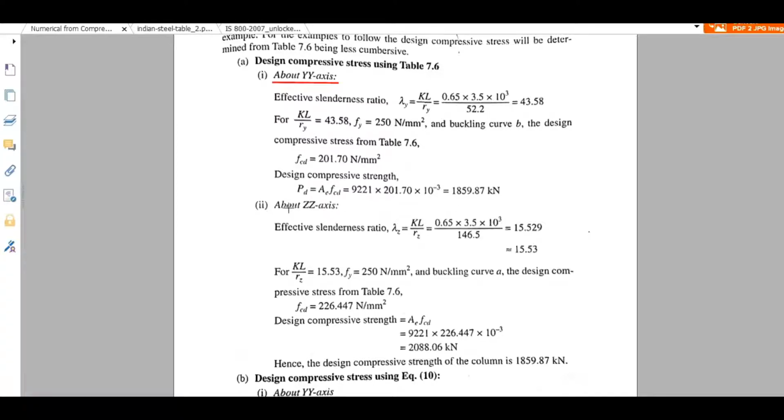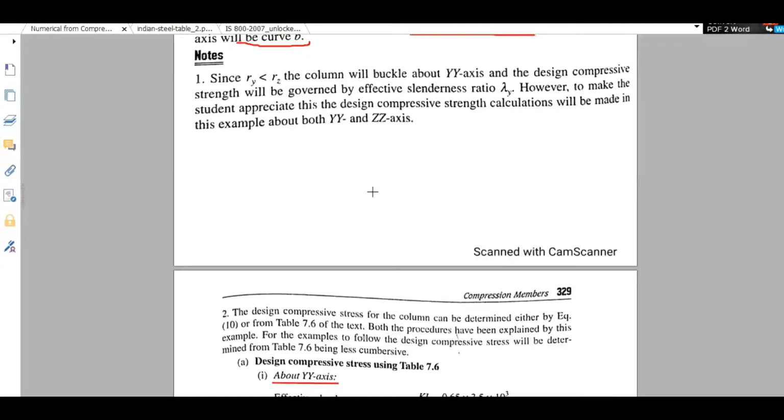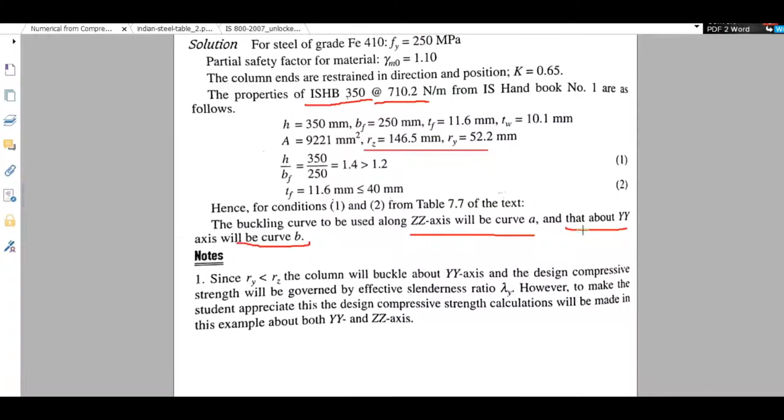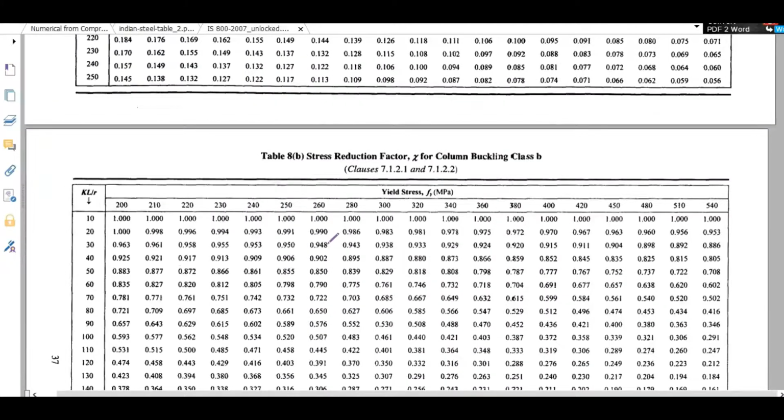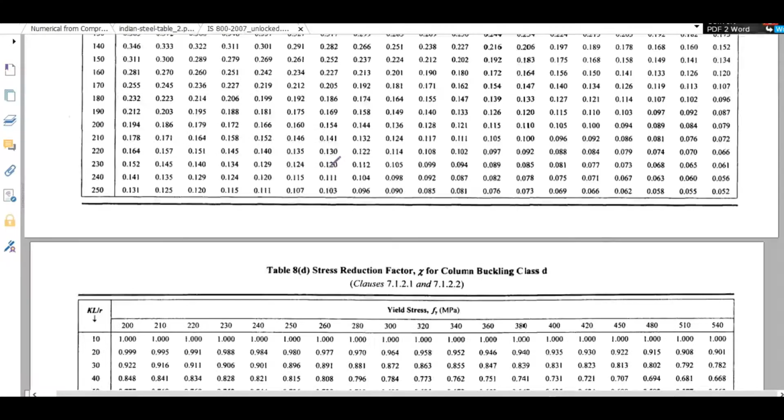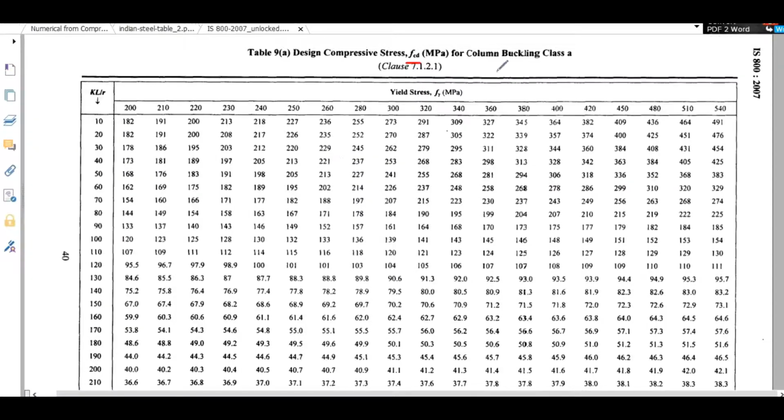So about ZZ axis, what is the strength? The ZZ axis buckling curve will be A, right? So we have to use table number 9A, sorry, 9A. So ZZ axis curve A, so 9A. That means this one.